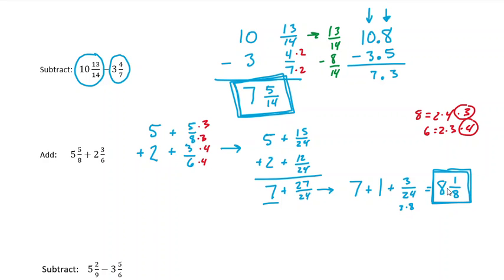is my final answer. So the trick for adding is you have to watch out if you're adding the fractions together and you get your common denominators, and you add them together and you end up with an improper fraction. You have to turn that into a mixed number so you can combine all the whole number parts together.